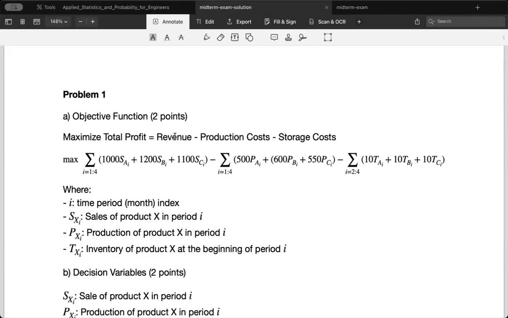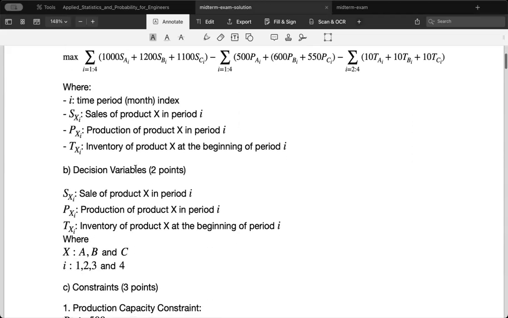Okay. If you define your TXI as the inventory of product X at the end of period I, it is okay, no problem. But you have to change, yes, the I here is running from maybe 1 to 3. And what about this variable inside here? Sales of product X in period I, production of product X, inventory of product X, where X are A, B, and C, and I running from 1 to 4.